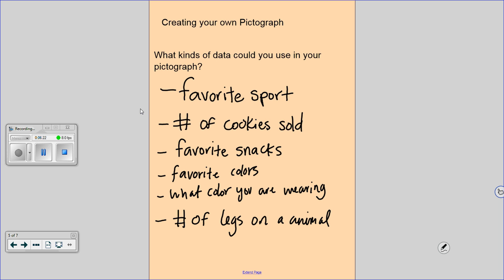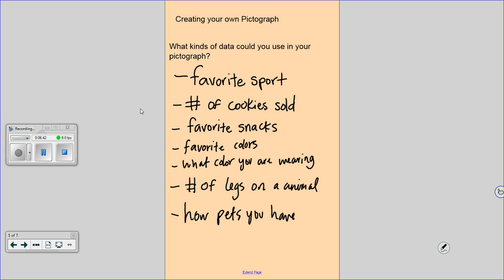Piper? Favorite candy? Sure. Gabriella? You could show how many pets you have. Oops, I guess I could put the word many in there.